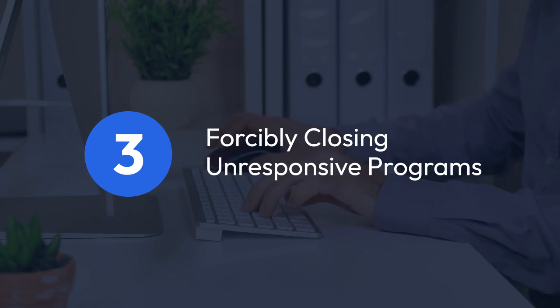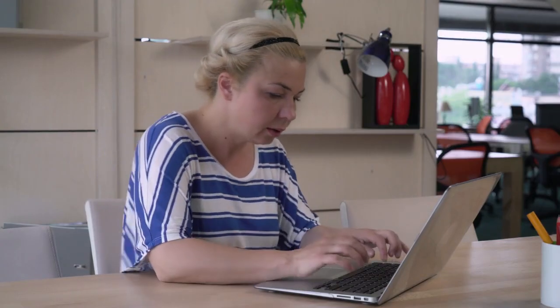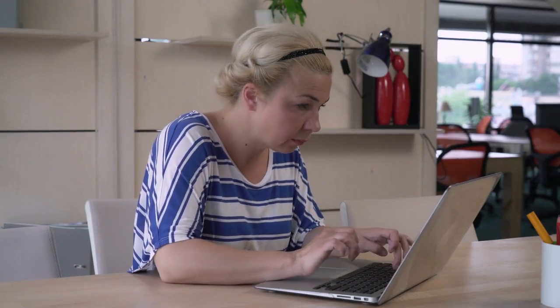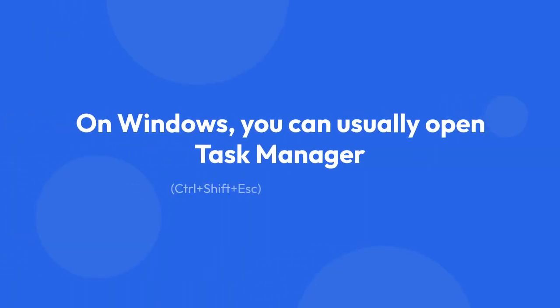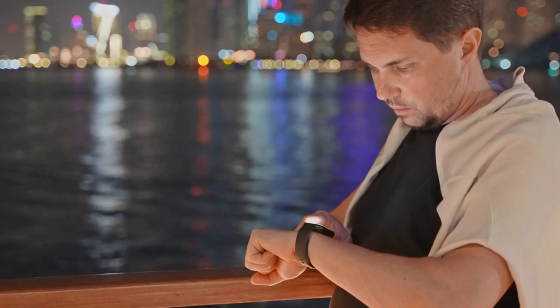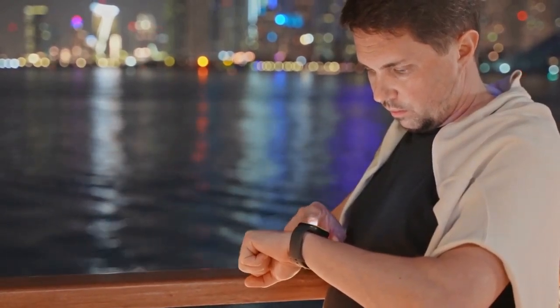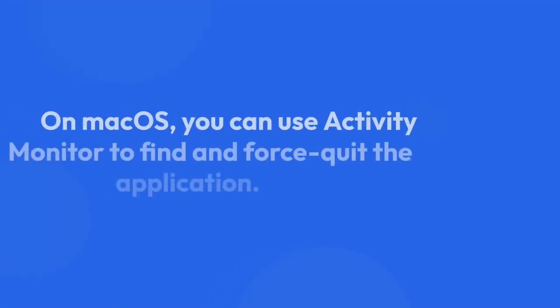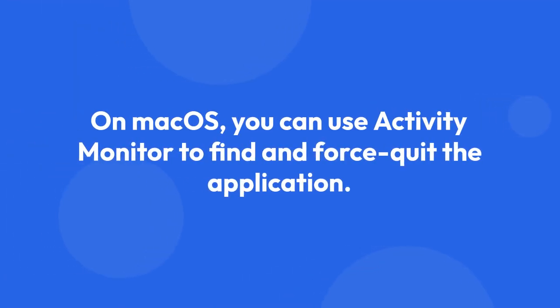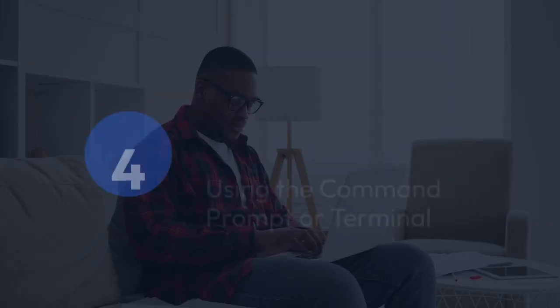3. Forcibly closing unresponsive programs. If the program is frozen or unresponsive, closing it normally won't work. On Windows, you can usually open Task Manager, Ctrl+Shift+Esc key, find the unresponsive program in the list of processes, select it, and click End Task. On macOS, you can use Activity Monitor to find and force quit the application. After forcibly closing the program, try deleting the file.